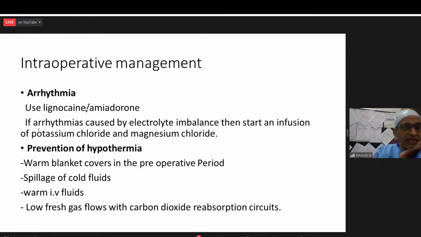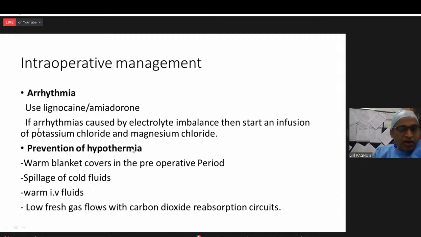If there is an arrhythmia, we use lignocaine 1 to 2 milligrams per kg body weight, or amiodarone 150 to 300 milligrams bolus slowly, because it causes hypotension. If arrhythmias are caused by electrolyte disturbances, then we start potassium infusion or magnesium chloride.